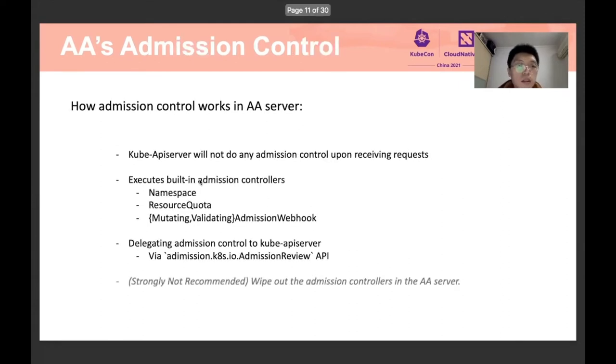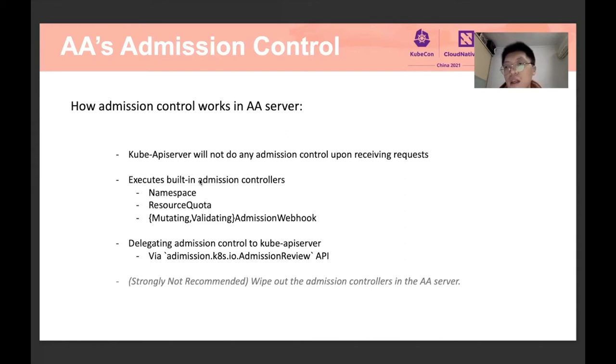And similar to authorization, the admission control inside of AA also happens by delegating the admission control request back to the Kube API server. The Kube API server does not perform any kind of admission control upon receiving a request. Instead, it just proxies and redirects the request to AAs.